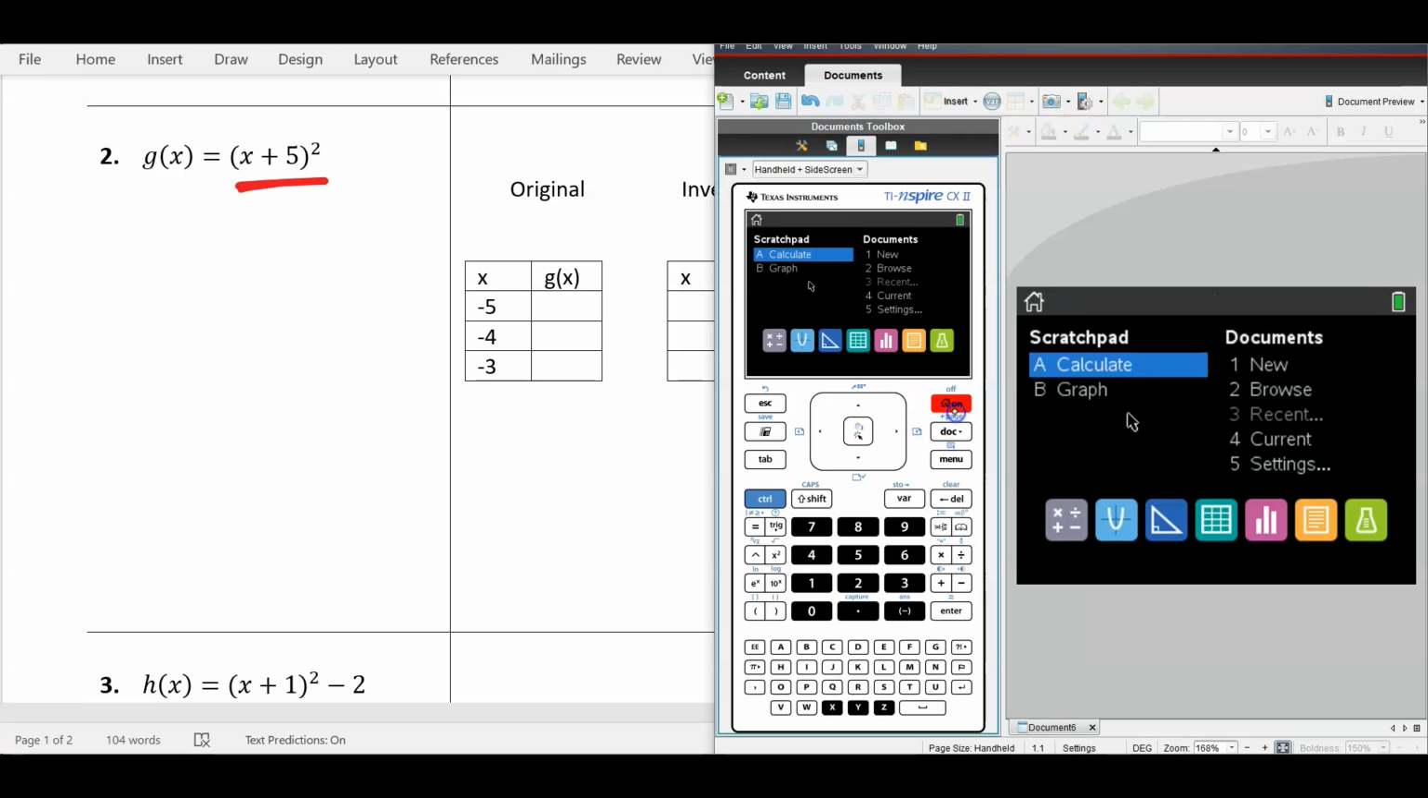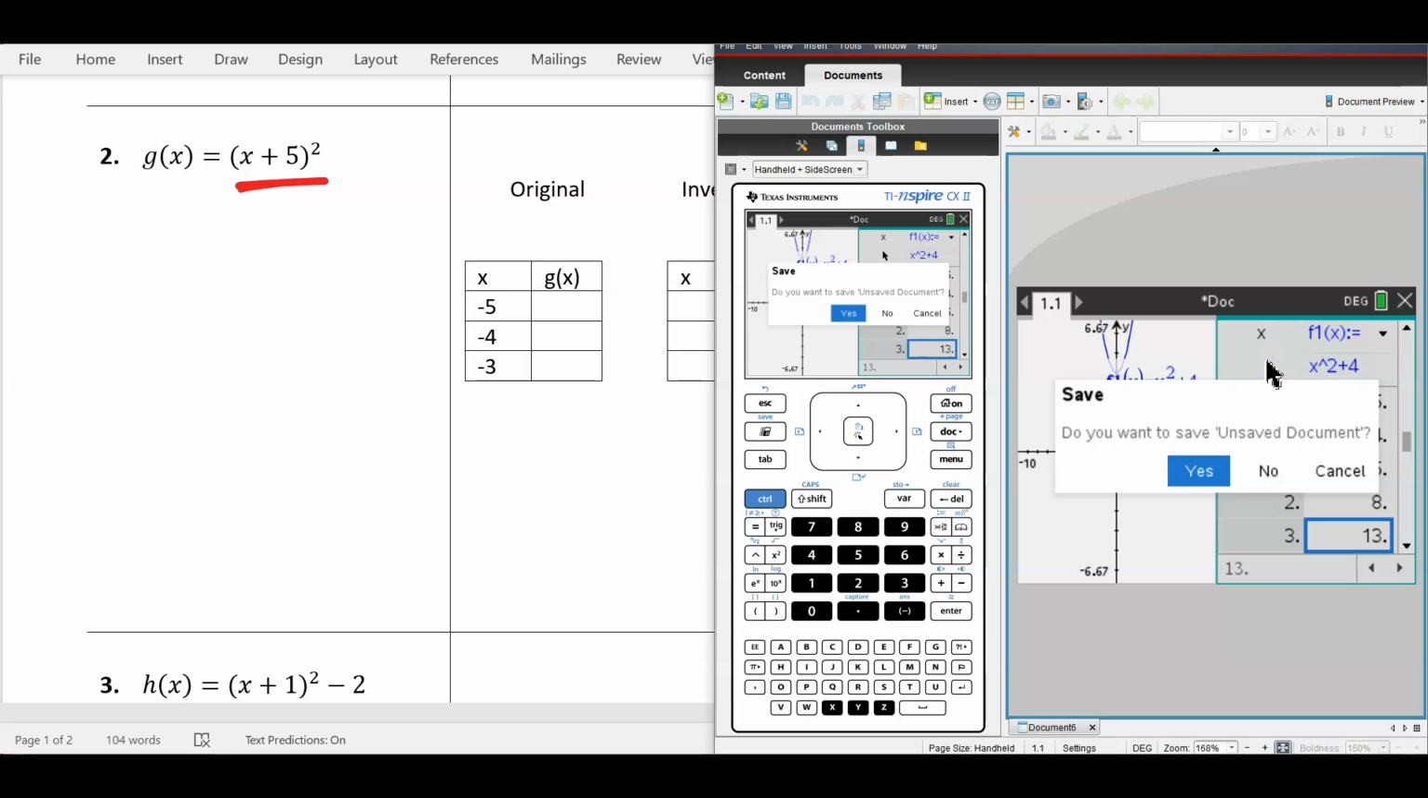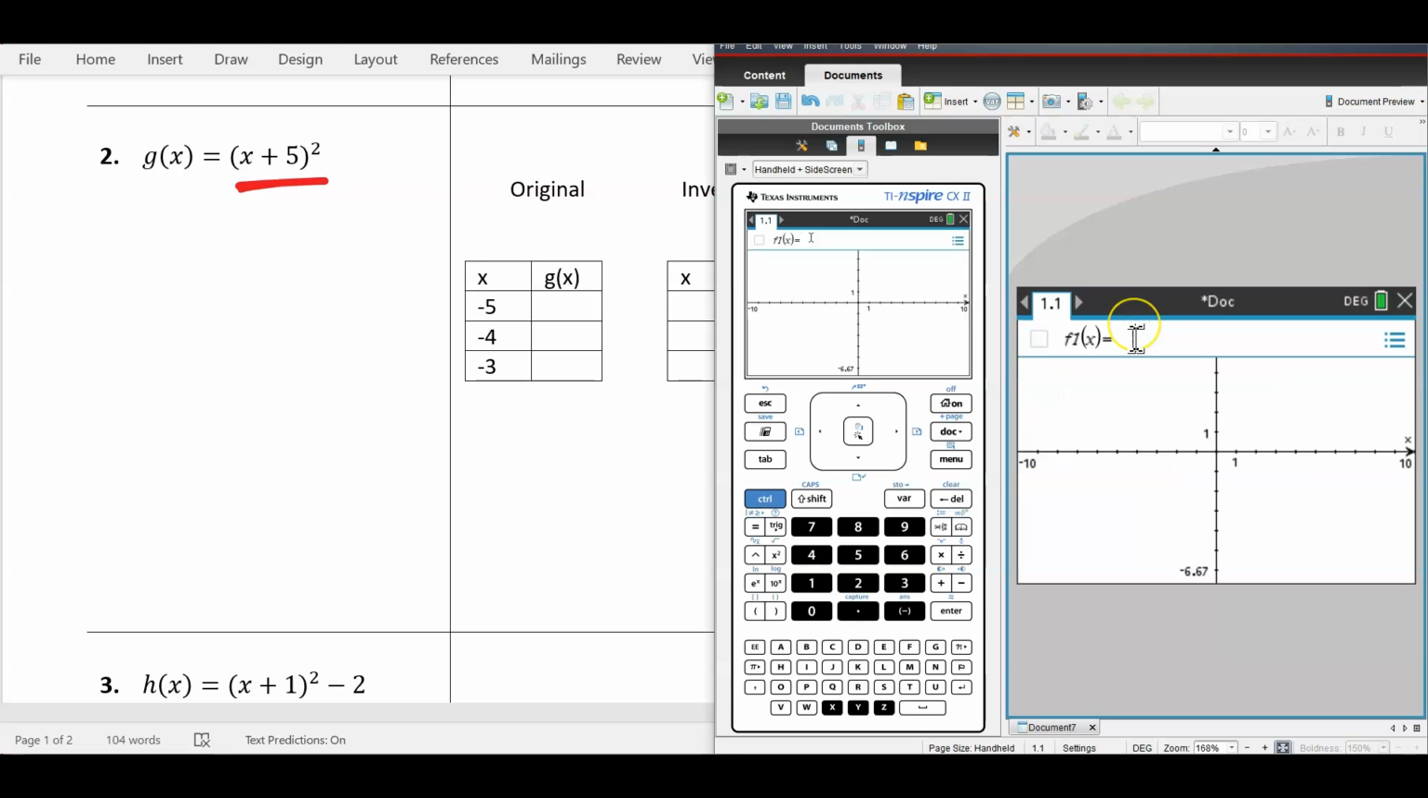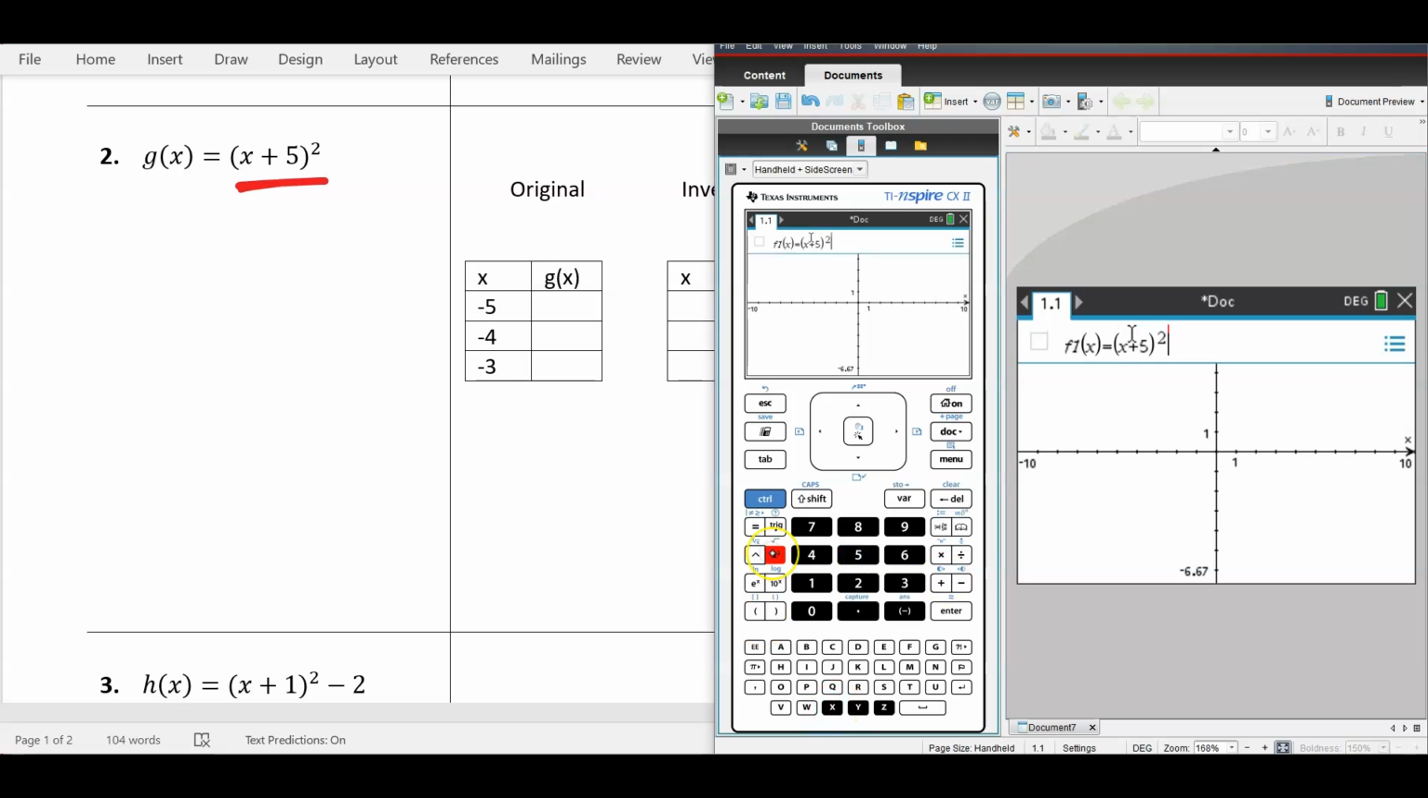Let's go to a new doc. Type this in. Okay, so we're doing parentheses x plus 5 squared. Okay, hit enter. And again, I need a table. What do I press for table? Control T gives me the table.